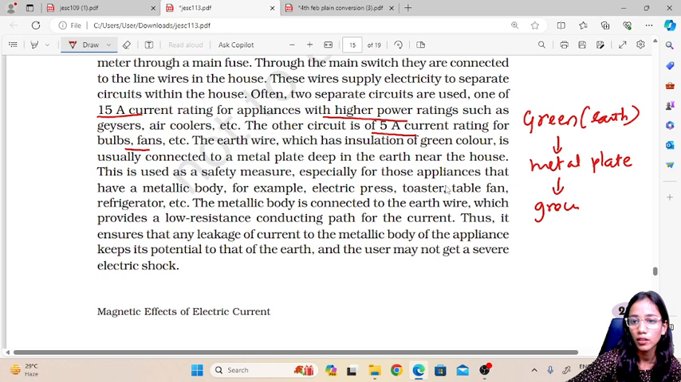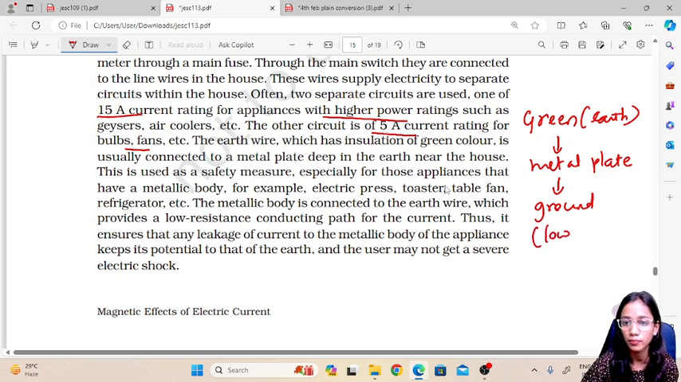This protects our appliances from accidental leakage. If there is any leakage of current, the leakage directly goes to the earth. It provides a low resistance path for the current.